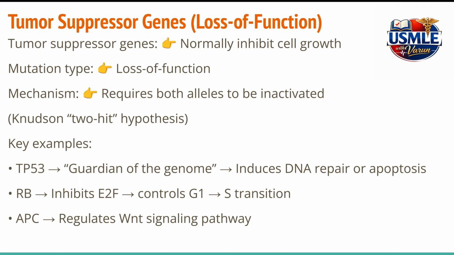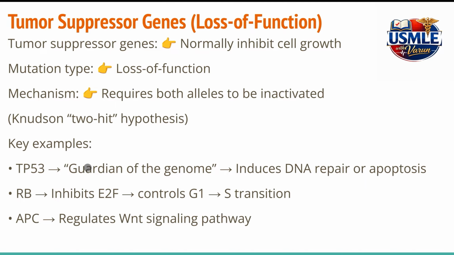Now let's look at tumor suppressor genes. These are nothing but the brakes of the cell cycle. They slow down or stop cell division when needed. But unlike oncogenes, both the copies of these genes must be damaged for the cancer to develop. This is also called Knudson's two-hit hypothesis. It requires both the alleles to be inactivated.